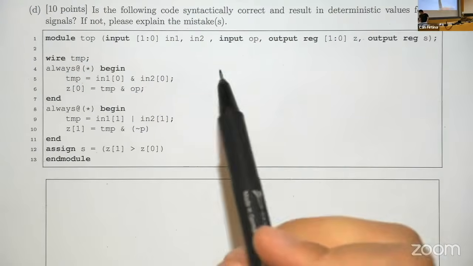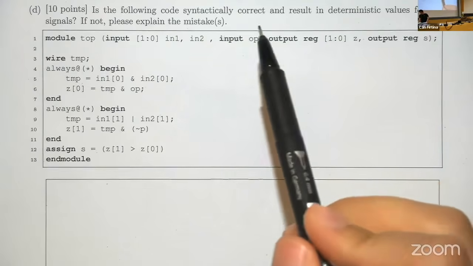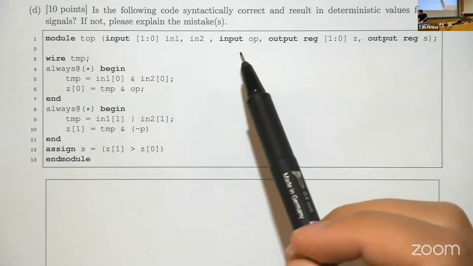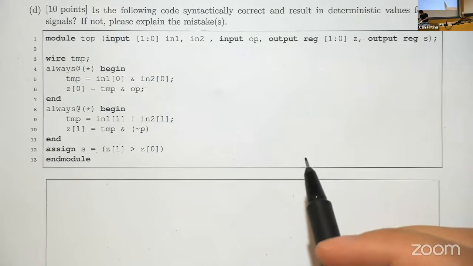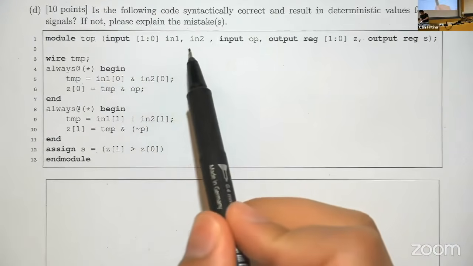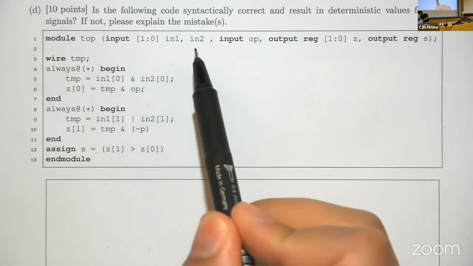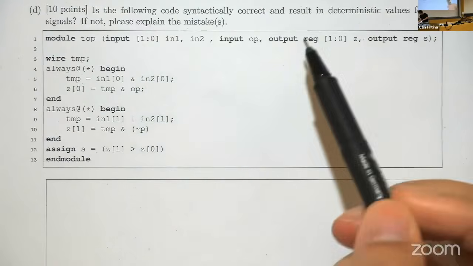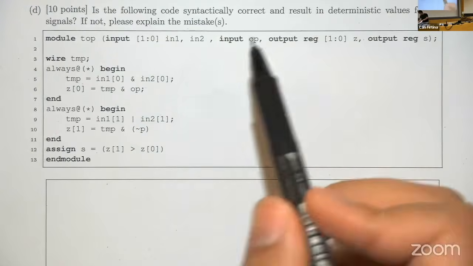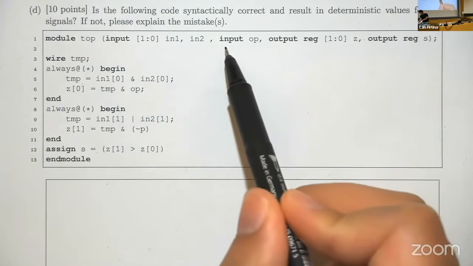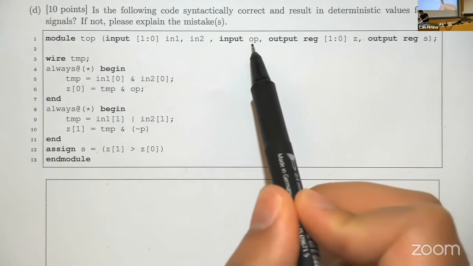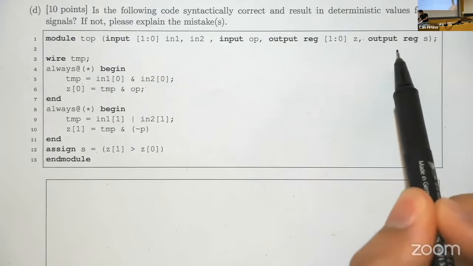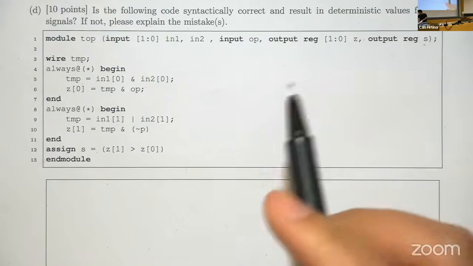There's another code, and it's asking if the code is syntactically correct and will result in deterministic values for all signals. And if not, please explain. So this module has two 2-bit inputs, in1 and in2. Anyways, it's not going to be important in the end for this question. And there's an input called op, a 2-bit output register Z, and S, which is a 1-bit output register.